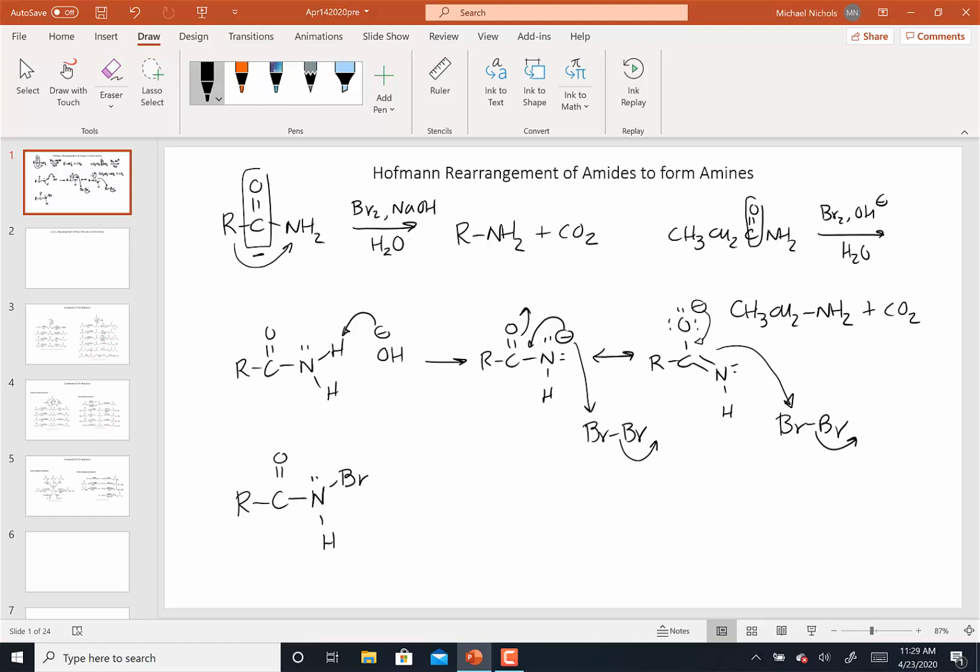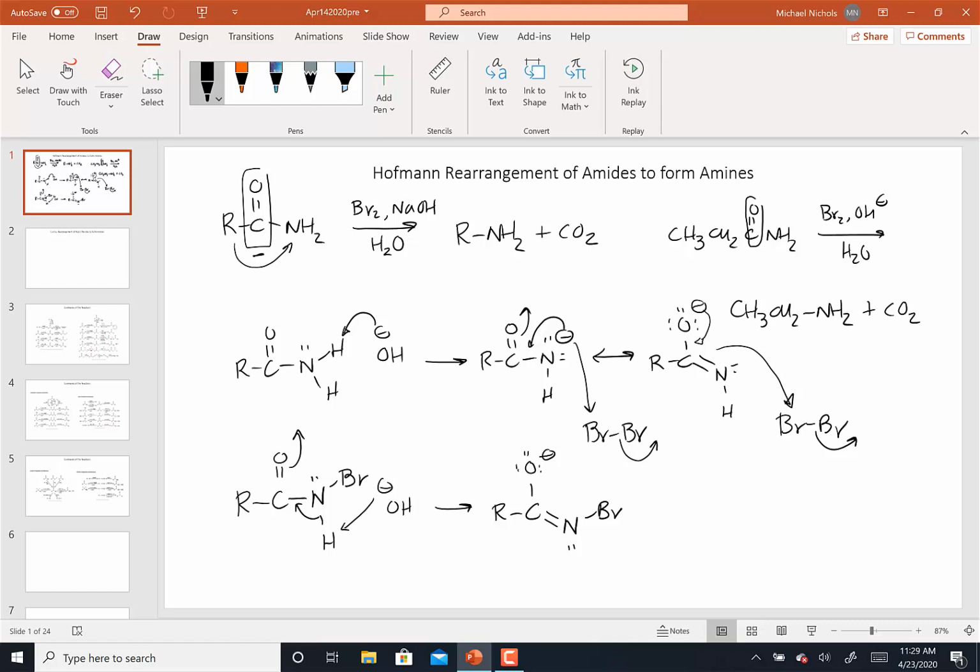Okay, and then what will happen is that the hydroxide can remove the second hydrogen on the nitrogen, and then have that pair of electrons move like so, so that we end up then with the O-, the double bond to the nitrogen with now the bromine attached, and we end up with that basic intermediate.